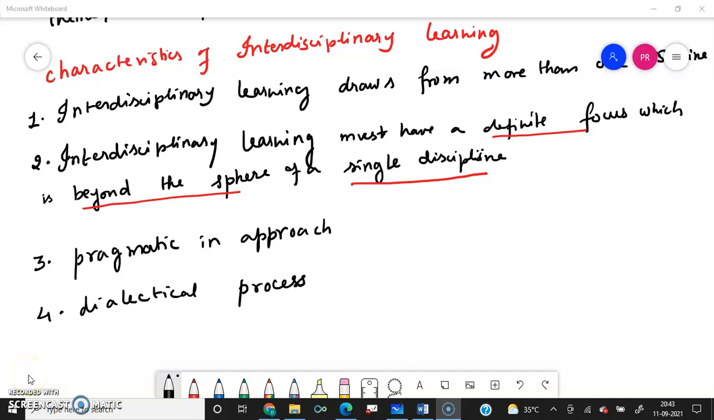Now we'll talk about the fifth point, that is, interdisciplinary learning is integrative. It means different disciplines are integrated. That is, we get a perspective where we deliberately and productively integrate various disciplines. Students and teachers integrate disciplinary perspectives deliberately and productively.